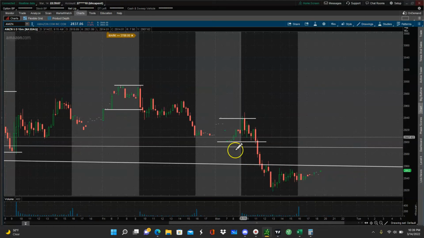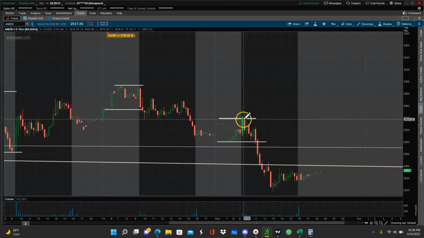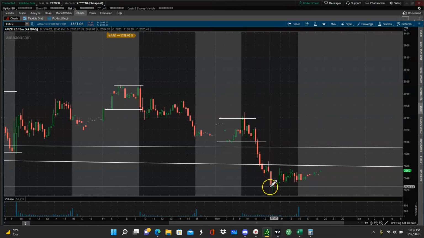Today's session, same type of situation where the price bounced pre-market at that pre-market support, hit resistance at the open, and almost immediately rejected that once it did. Got a confirmed breakdown, and the price really just plummeted over the course of the day.